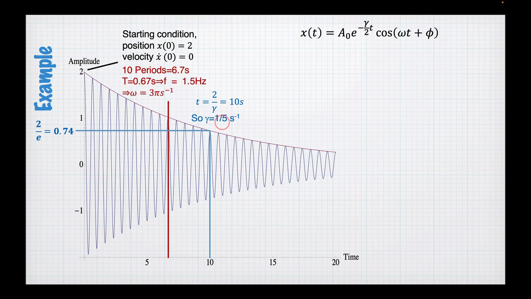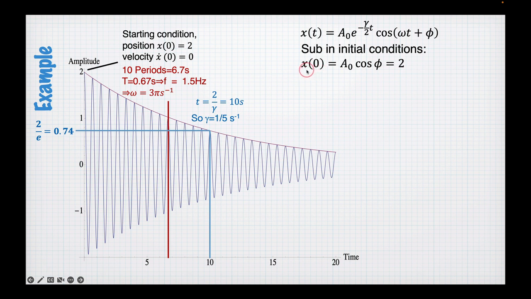To find omega, we can just count 10 periods. That is 6.7 seconds, giving us a frequency of 1.5 hertz, or an angular frequency of 3 pi seconds to the minus 1. Now we know omega and gamma. We can substitute initial conditions and solve for everything else.